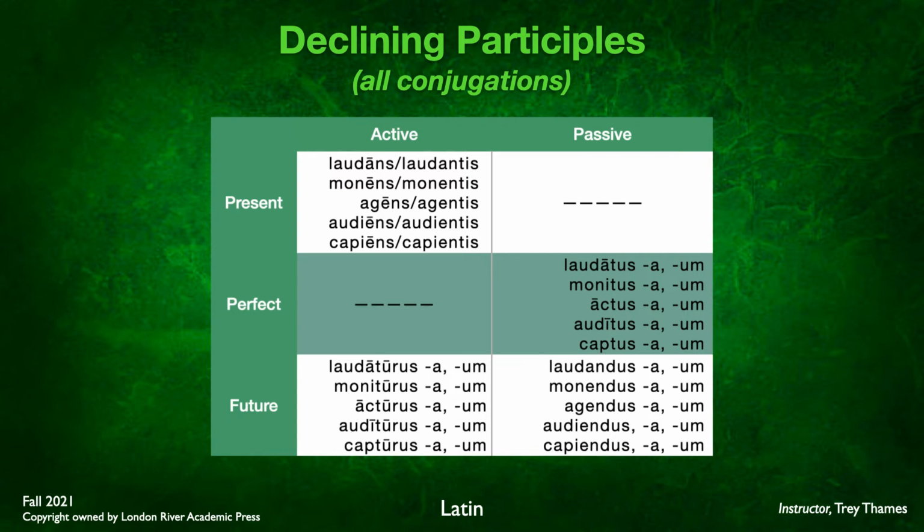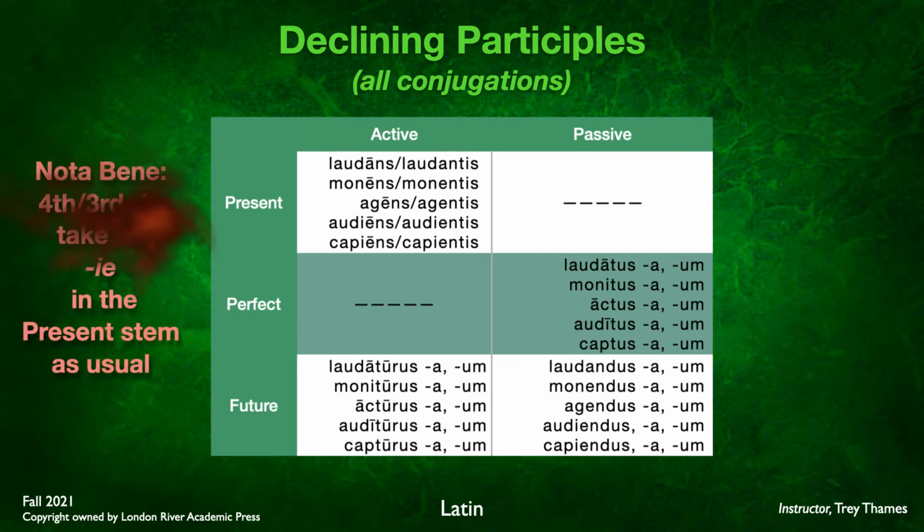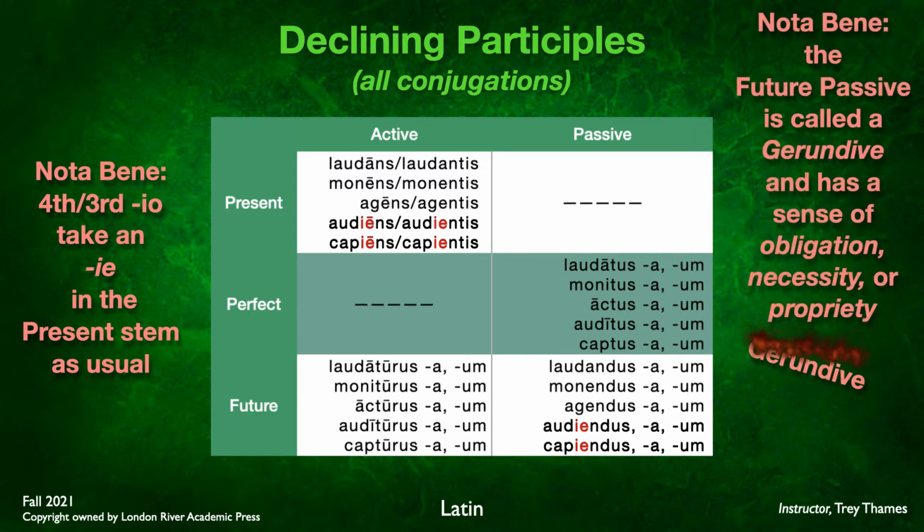Again, here's your nota bene. Notice that the fourth and third io take the ie in the present stem as usual. So you can see it both in the present active participle, but also the future passive participle. All right. Now, another special note I want you to note is that the future passive is often referred to as the gerundive, and it has a sense of obligation, necessity, or propriety. So anytime you see that nd form, you know it's called the gerundive form.